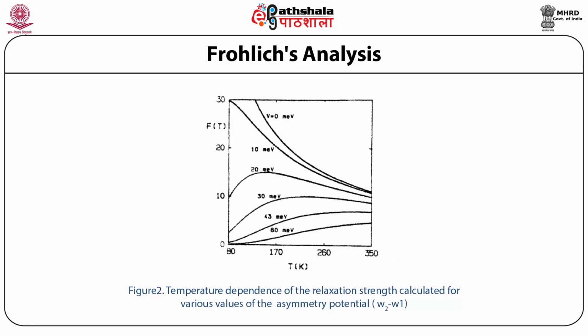This is Figure 2, which shows the temperature dependence of the relaxation strength calculated for various values of the asymmetry potential W2 minus W1. Here you can see that above 20 meV it saturates and then goes down, whereas for V equal to 0 meV it continuously decreases, and at 350 Kelvin it almost merges with the 20 meV curve.